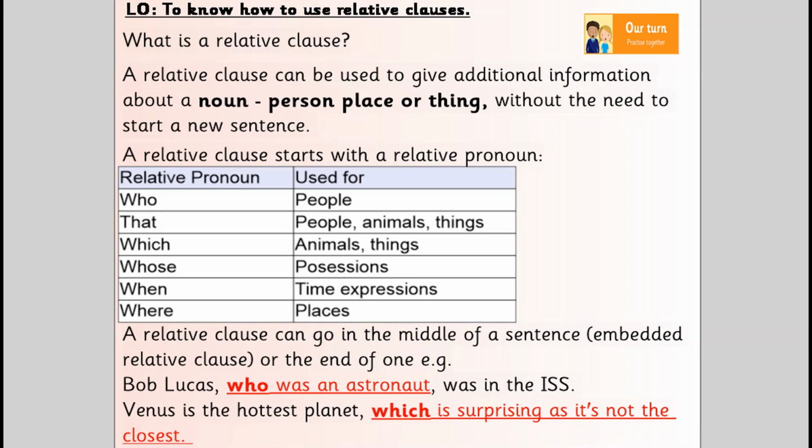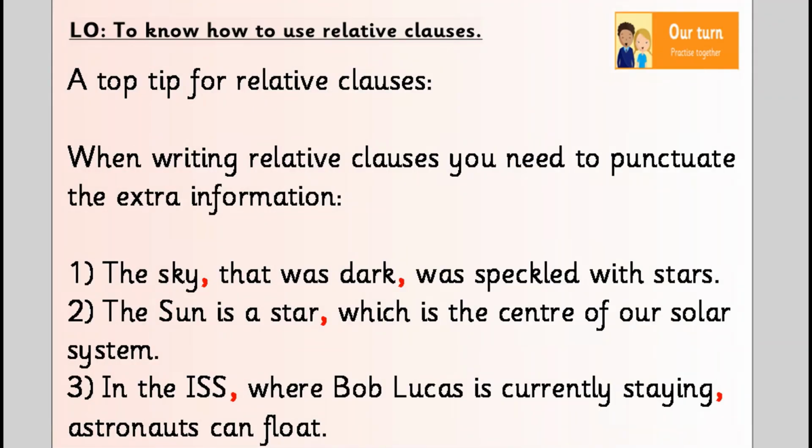Okay, let's move on then. So, just a top tip for relative clauses. When writing relative clauses, you need to punctuate the extra information. So, for example, the sky, comma, that was dark, extra information, comma, was speckled with stars. So I have my main clause, the sky was speckled with stars, and I've added extra information about the sky, which I've encased with commas.